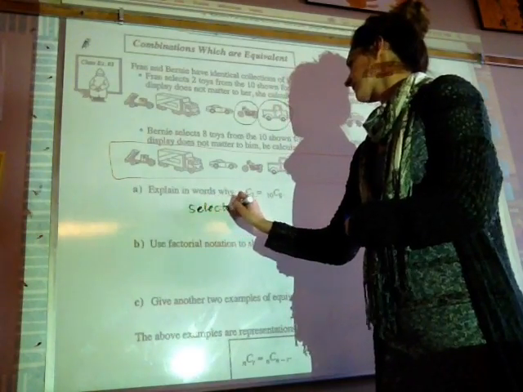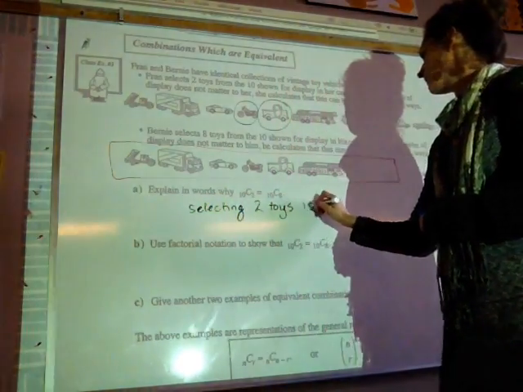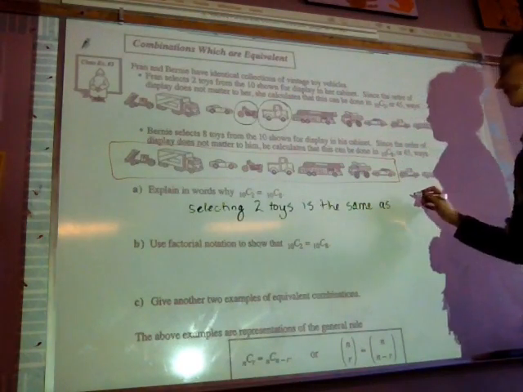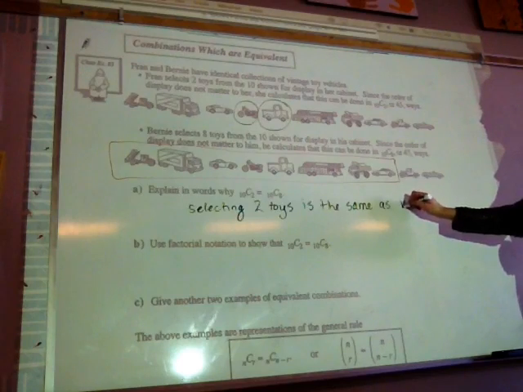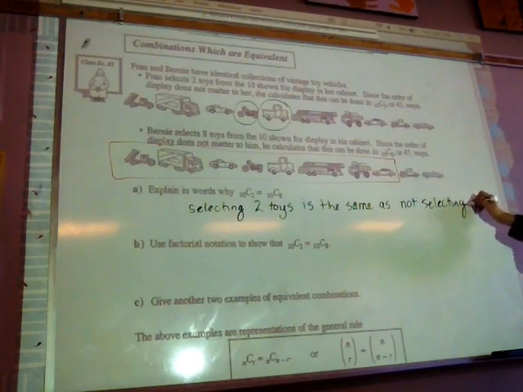So selecting 2 toys is the same as not selecting 8.